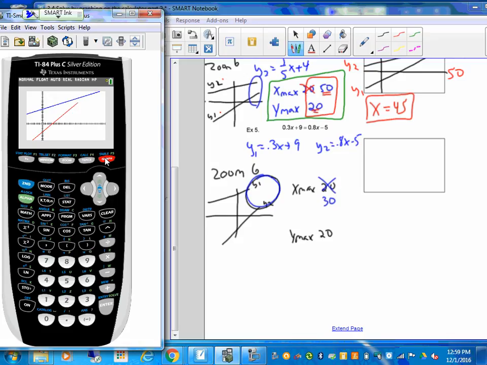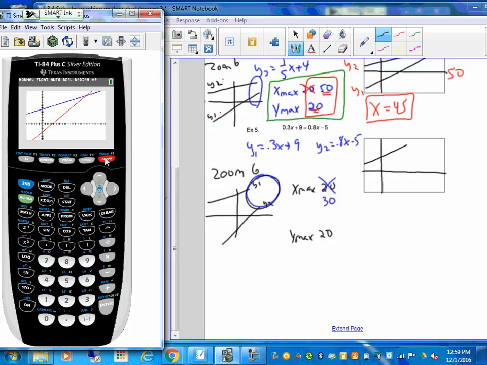And it looks like that 30 was good enough. Okay, I can clearly see the point of intersection. If you wanted to, you could change the Y max to 30, and that would probably be all right as well. But I'm going to leave it right there, and I'm going to reproduce that picture. So my Y-axis has moved over a good bit. My X-axis has moved down a little bit.